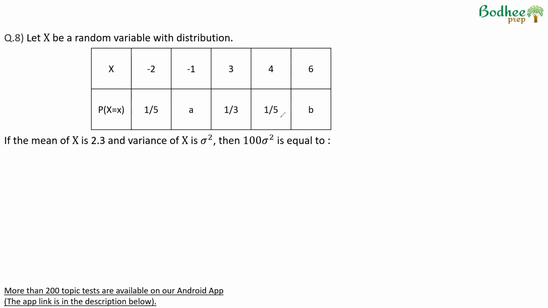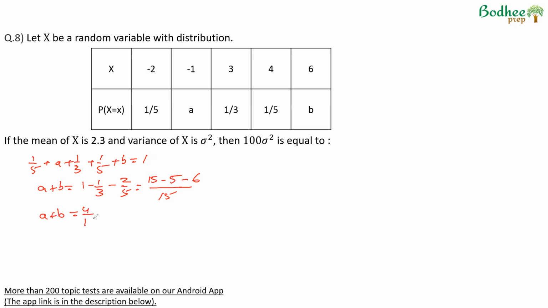First of all, we have to find the value of a and b. The first thing is the sum of probabilities should be 1. So 1 by 5 plus a plus 1 by 3 plus 1 by 5 plus b should be equal to 1. This becomes a plus b is equal to 1 minus 1 by 3 minus 2 by 5. So this becomes 15 minus 5 minus 6, which is 4 by 15. So a plus b is equal to 4 by 15 becomes my first equation.